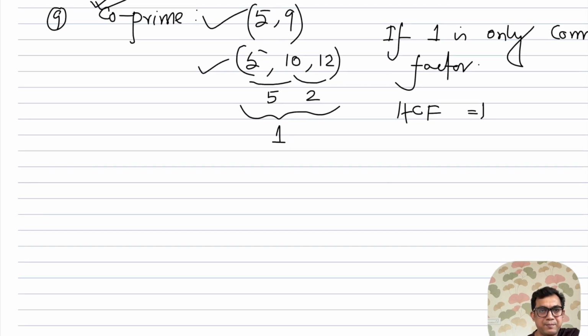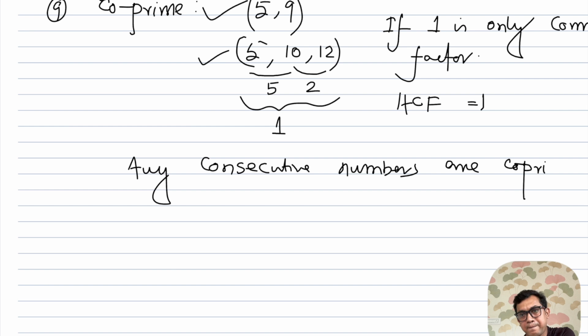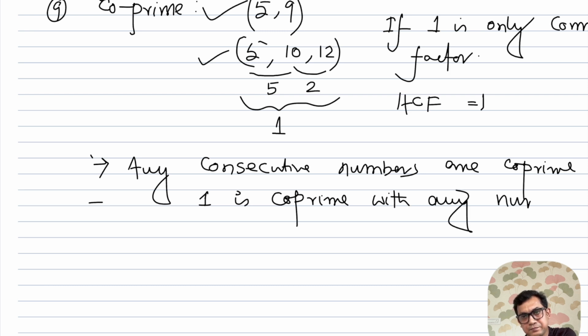So you can understand about co-prime, any consecutive numbers are co-prime, obviously. Also, one is co-prime with any number. Done? And then talk about the last number that you already know, that is even number and odd number.